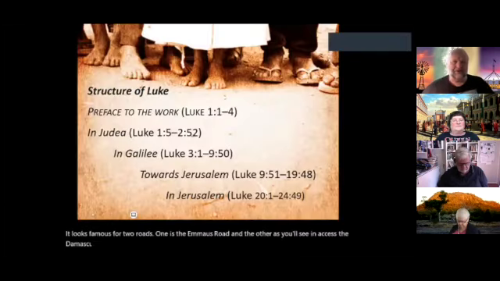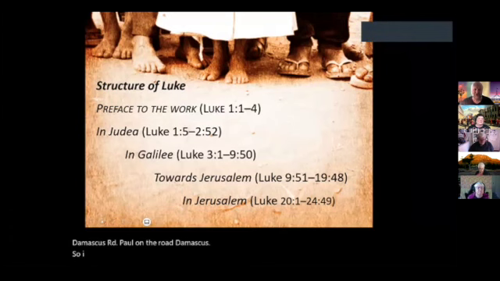Now, Luke's famous for two roads. One is the Emmaus Road, and the other, as we'll see in Acts, is the Damascus Road. Paul on the road to Damascus. Yes. Okay, I think you've done well in finding Luke's unique material. So John will take it from here and talk to you more about Luke. So I want to say some things about the structure of Luke and then add on to that the structure of Acts.